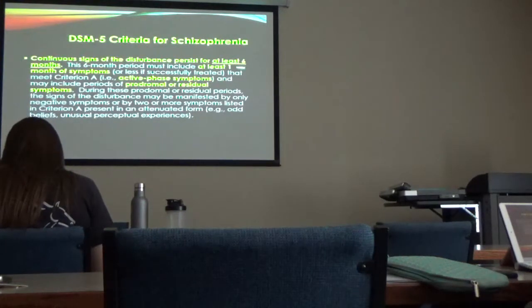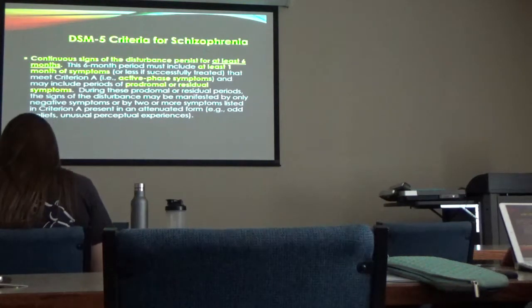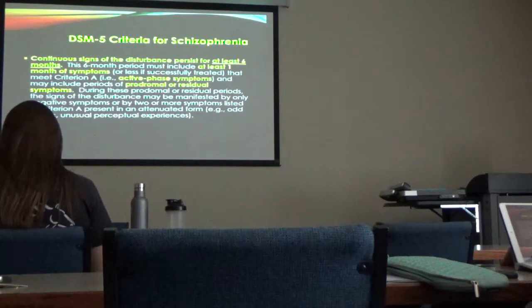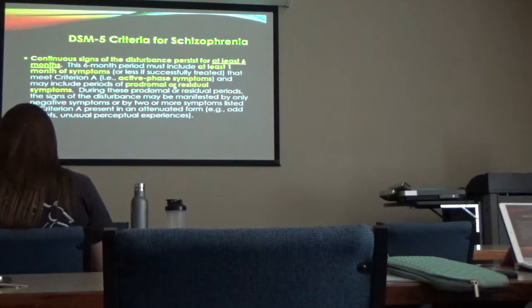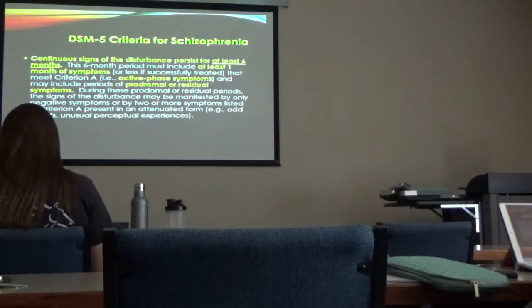They have to have had these continuous signs of disturbance persist for at least 6 months. The durations are important with these diagnoses. I will tell you, you've got to know how long they run. Schizophrenia is the longest of all the ones that we deal with, but that's their definition. The 6-month period must include at least 1 month of symptoms, or less if successfully treated, that meet criterion A. That's the active phase symptoms. They call these 5 active phase symptoms.